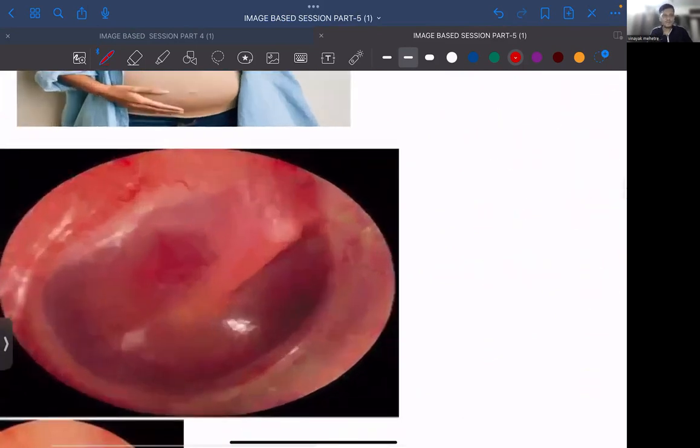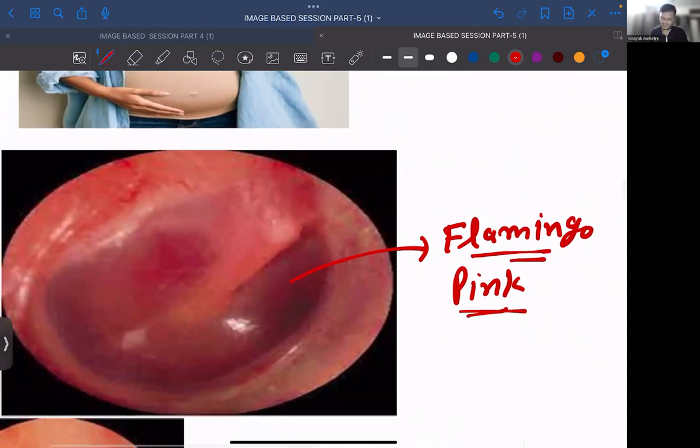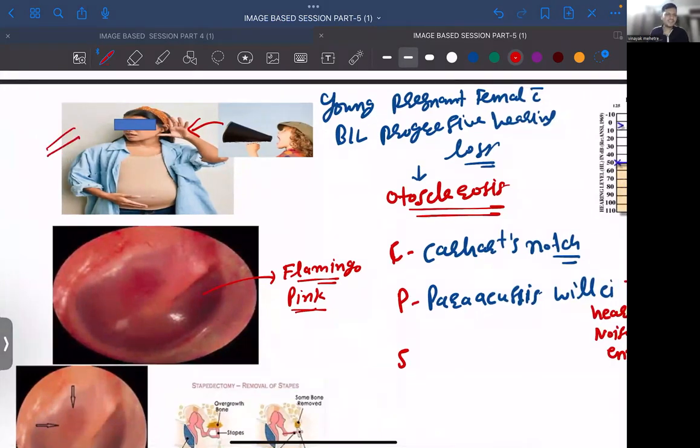We boys don't know how many colors are there, but there is one specific color which I am not able to understand. The name of that color is called as flamingo pink. है ना? I know only one pink because I am a boy. Flamingo pink tympanic membrane is seen in disease associated with young pregnant female. इसी का नाम है Schwartz sign. Okay, flamingo pink tympanic membrane. Right?